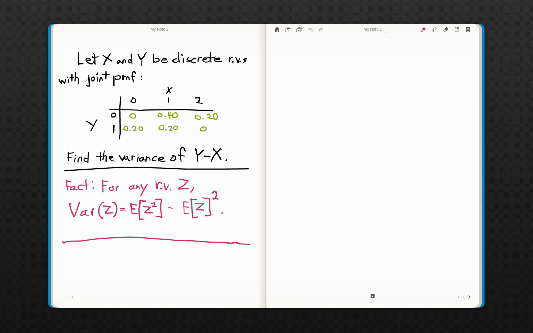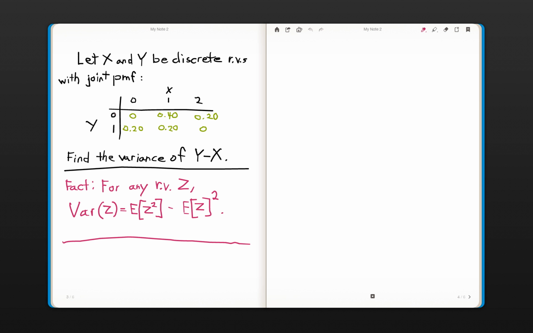We're getting ready to work a very common joint random variable problem. We have X and Y. They're discrete random variables with the following joint PMF. PMF stands for probability mass function, and we should be at the level where we understand what this is. This describes jointly how Y and X are distributed.